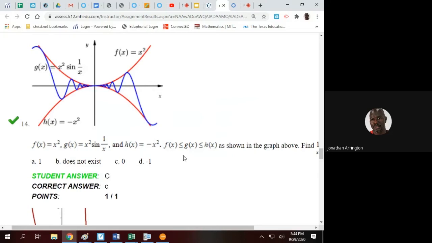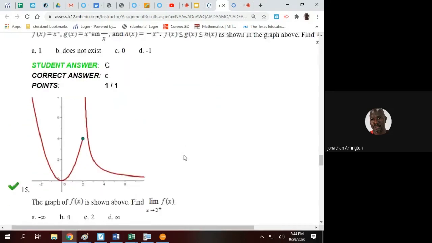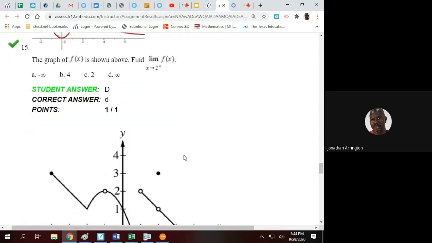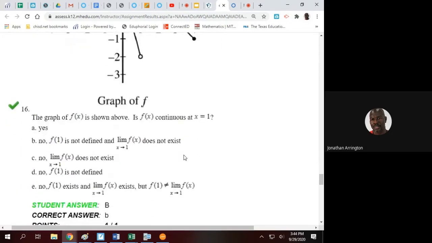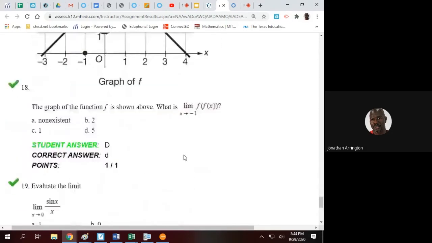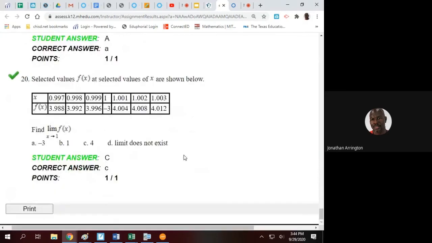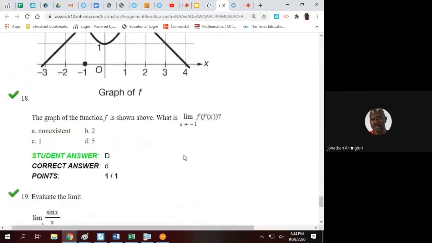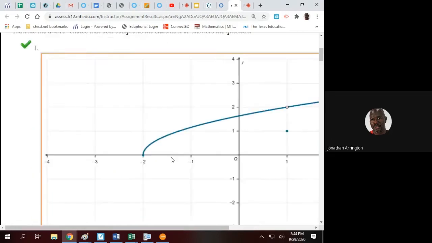Okay, let me see if there was anything else on Monday's assignment. Everything else is looking pretty vanilla. Yeah, that was nothing. So let's go to yesterday's assignment. This is the assignment from Tuesday. This is limits 13. I did announce there were some mistakes on this particular assignment.